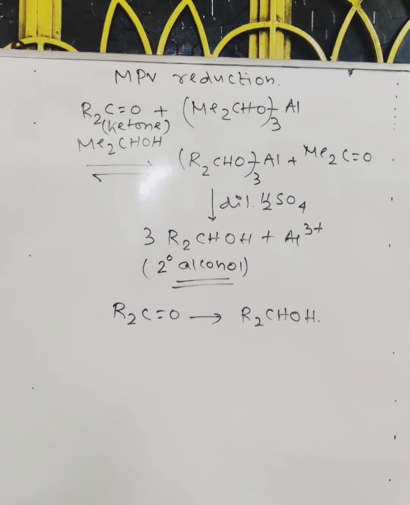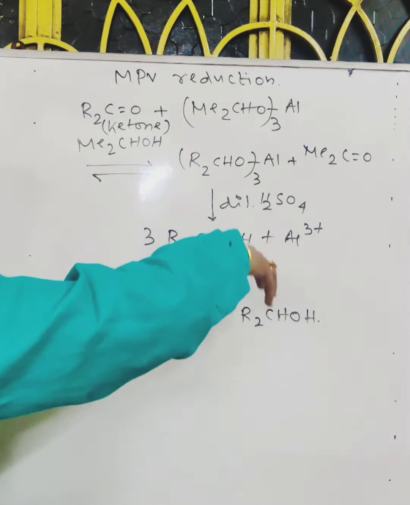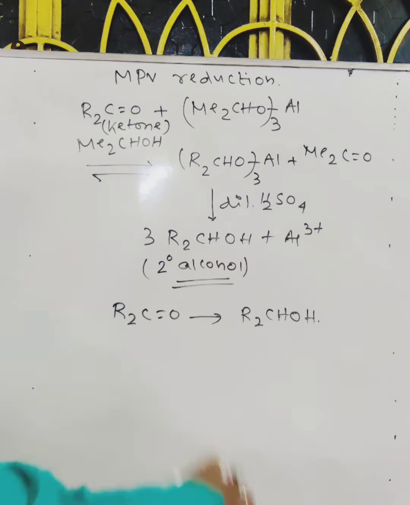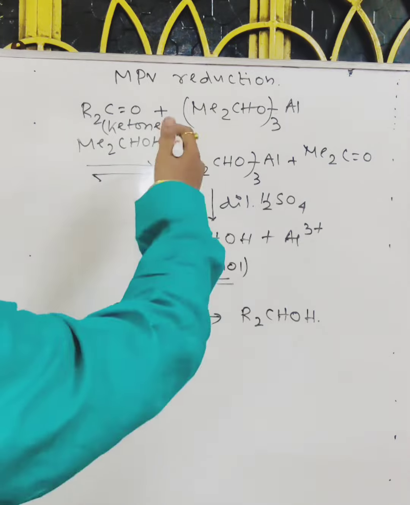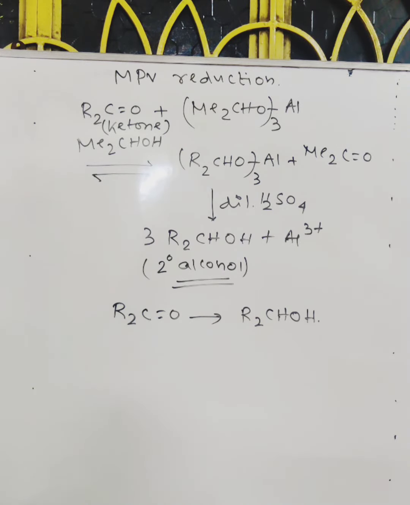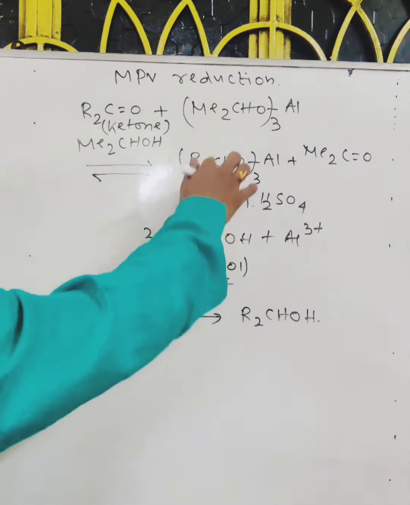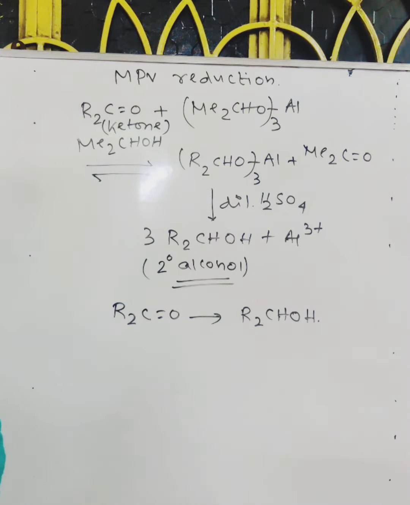So I am giving you time. You first take it on your copy, how we are representing this MPV reduction, and obviously now our turn will be how this reduction is taking place. Actually, the basic thing is that you have a ketone, you are allowing this to react with the Me2CHO whole 3Al, the aluminium isopropoxide.